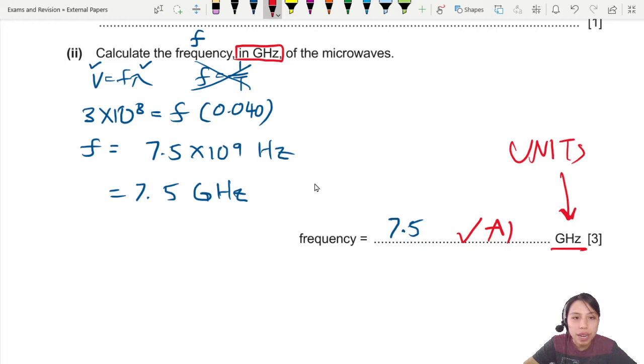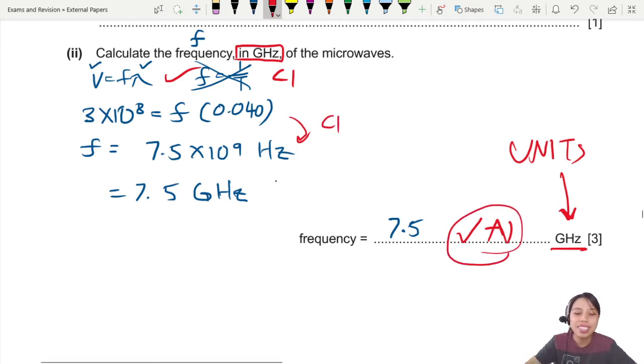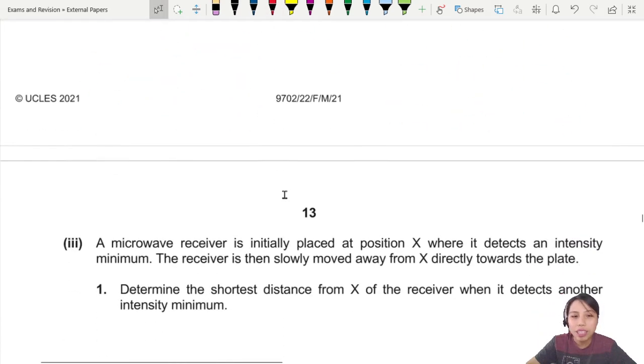1 mark here if you find v equals f lambda, use the equation. And 1 mark if you substitute to find the correct value. And the last one you have to write in the correct unit, of course. Correct units. Okay, next part.